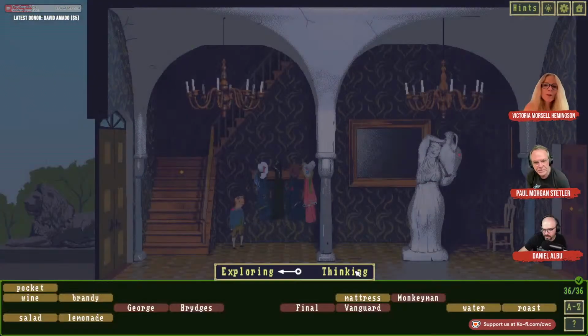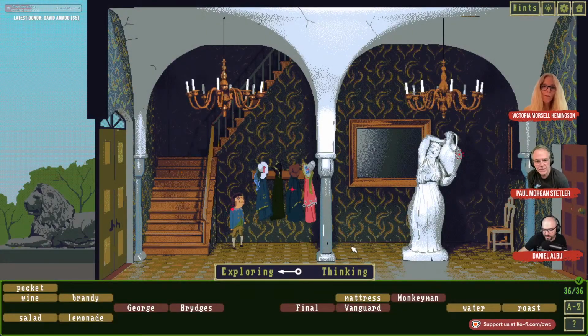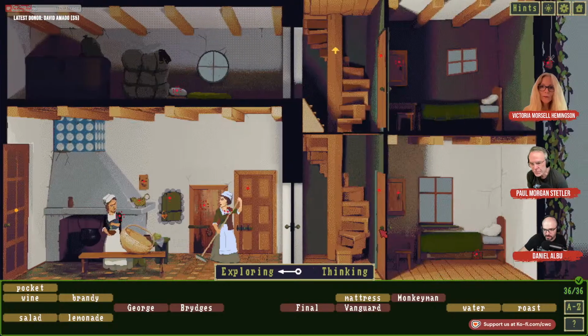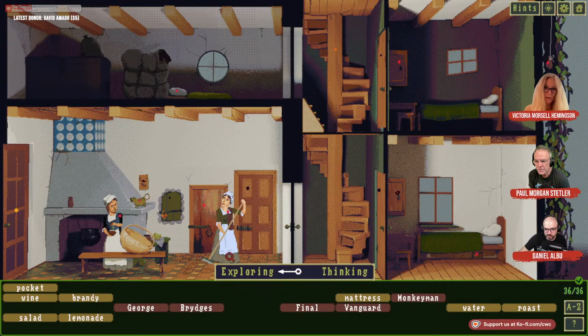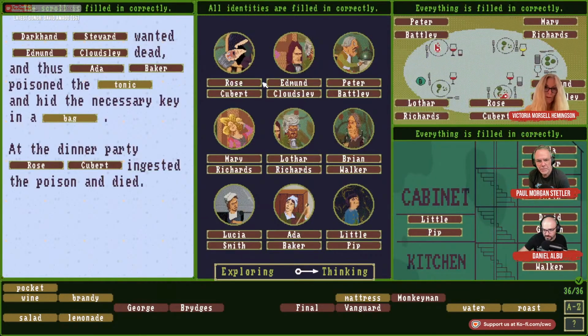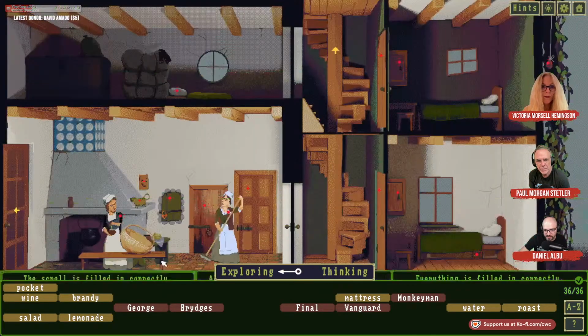Wait. Someone in the chat says, look at the pantry lock. Okay, this is the pantry lock. Brownish. And the key in Lucy's hand. Who's Lucy? Lucy is Lucia. Okay.